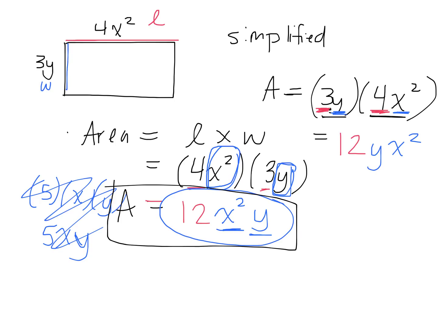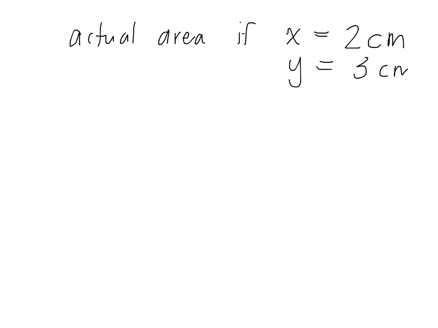Now we're going to calculate the actual area if, same thing, x equals what? 2 centimeters. Yes. And y equals 3 centimeters. So the expression, simplified, is 12x squared y. We now know x, and we now know y.